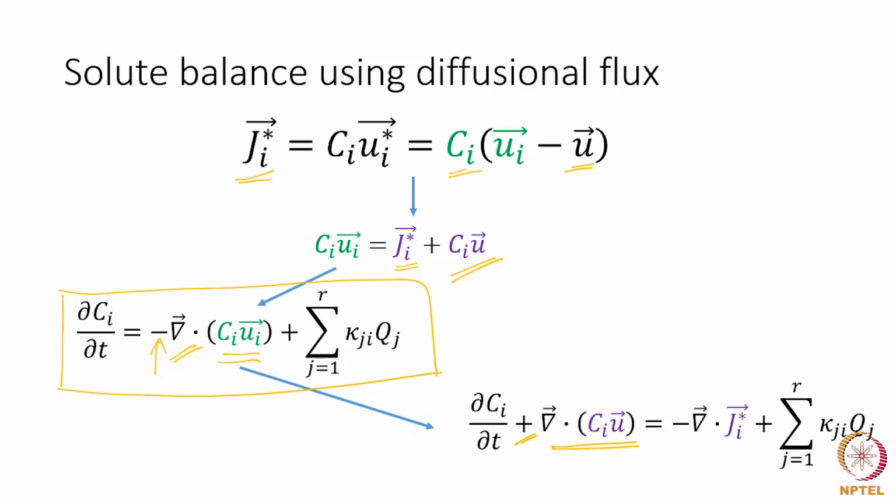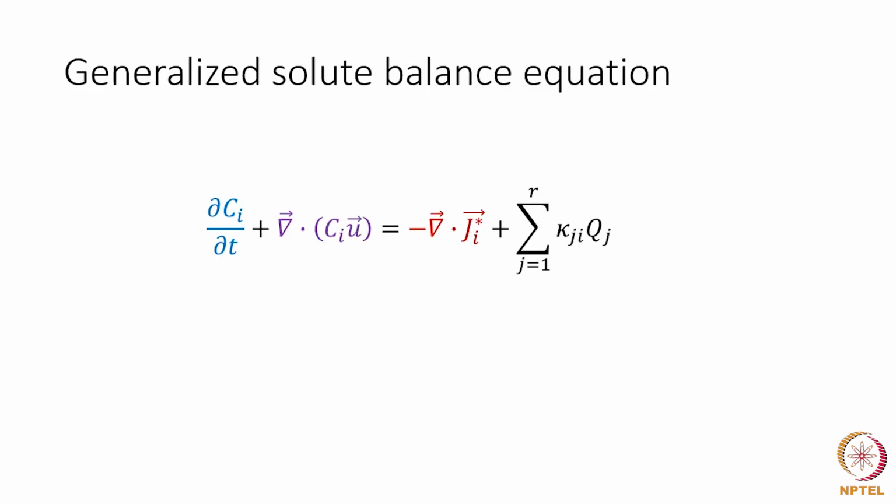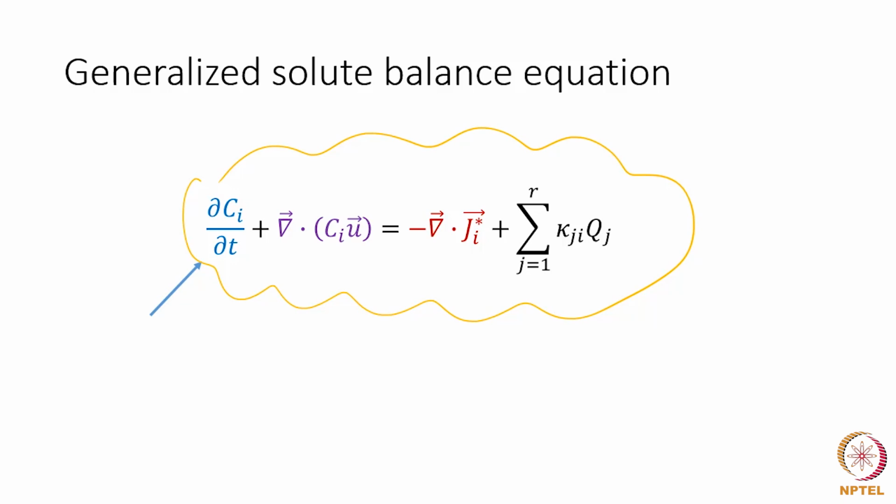So we see that the form of the equation is coming out to be something familiar to us. We have seen these kind of 4-part equations earlier, and our objective is to make the generalized solute balance equation look very similar to the other balance equations that we have derived in this subject. The generalized solute balance equation looks like this, and it has a very nice form. All the terms can be named in the same way as we did for the Navier-Stokes equation. The first term is the transient term, and the second term is the advection term.